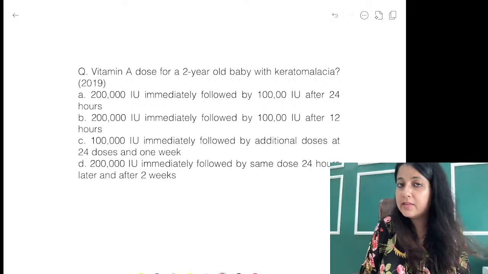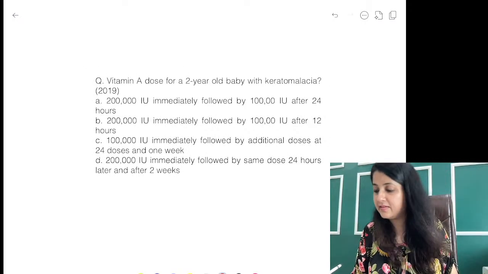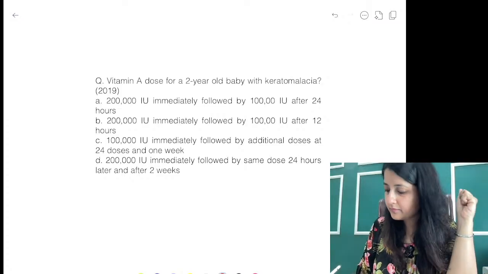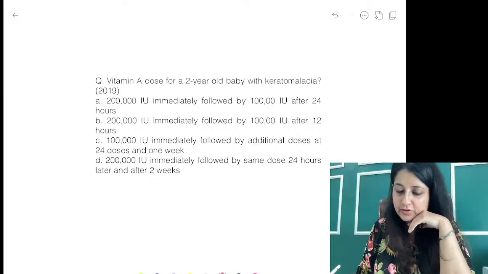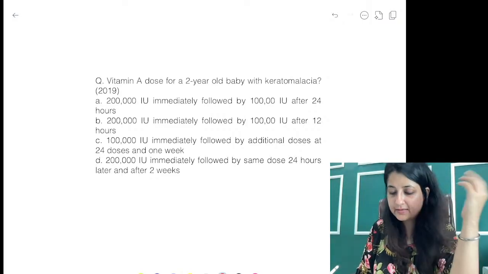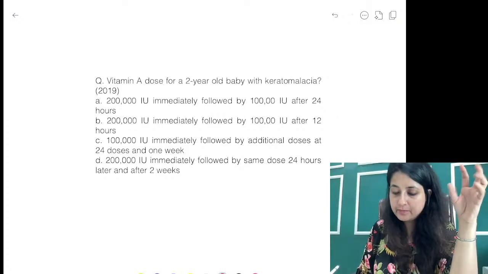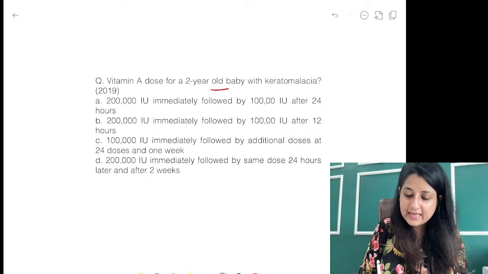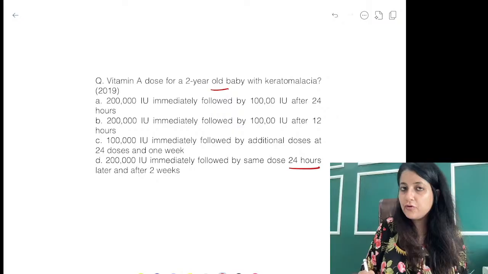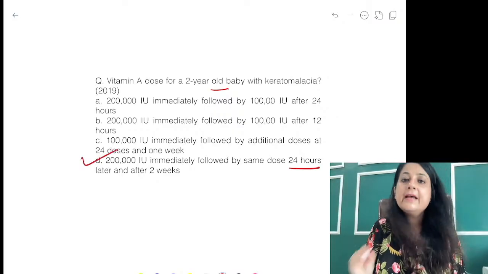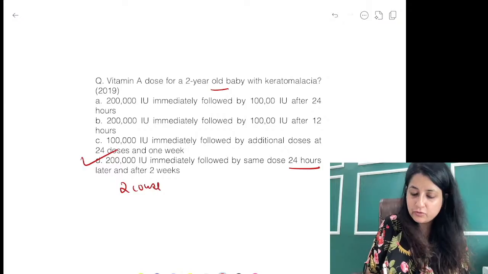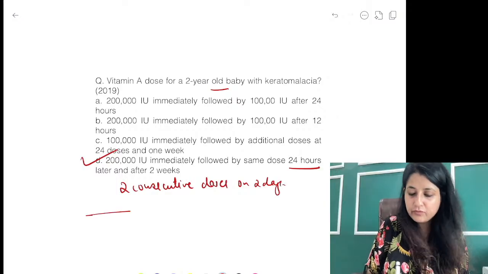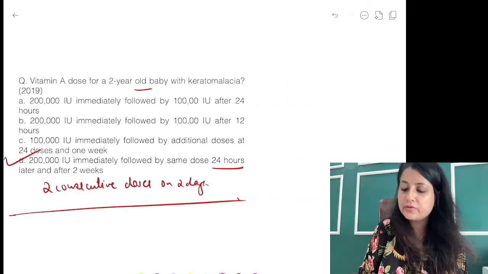Vitamin A for a 2-year-old boy with keratomalacia, already discussed. Can you give me the answer? 2 lakh international unit immediately, followed by the same dose after 24 hours. Now see, 2 year, that means more than 1 year, 2 lakh international unit followed by same dose 24 hours later and again after 2 weeks. So did you see, exam में ऐसा भी लिख के आ सकता है, 2 consecutive doses on 2 days. That's how also they can write in the exam. तो confuse मत हो जाना. Day 1 and day 2, 2 consecutive doses on 2 days.